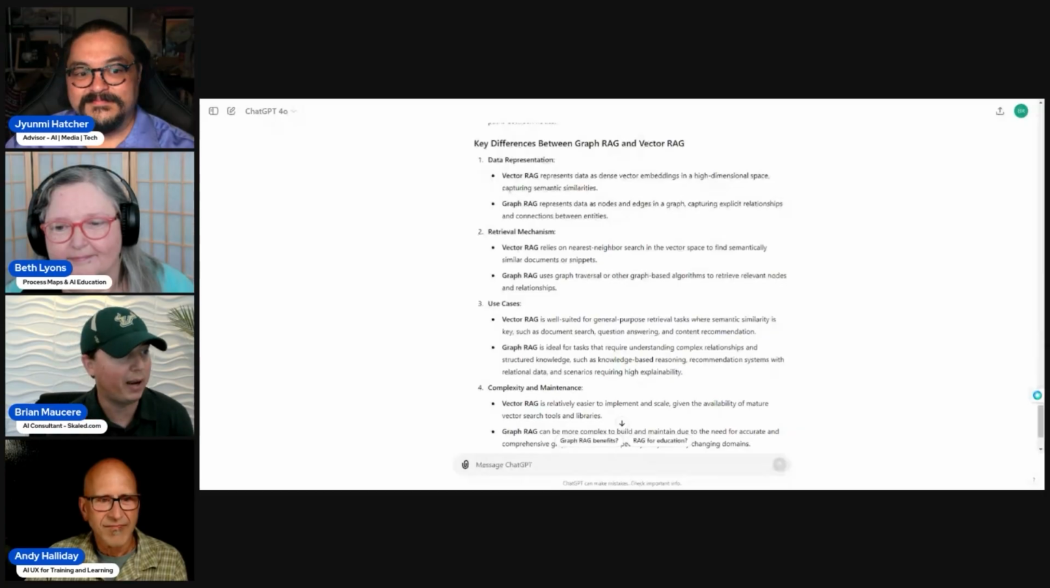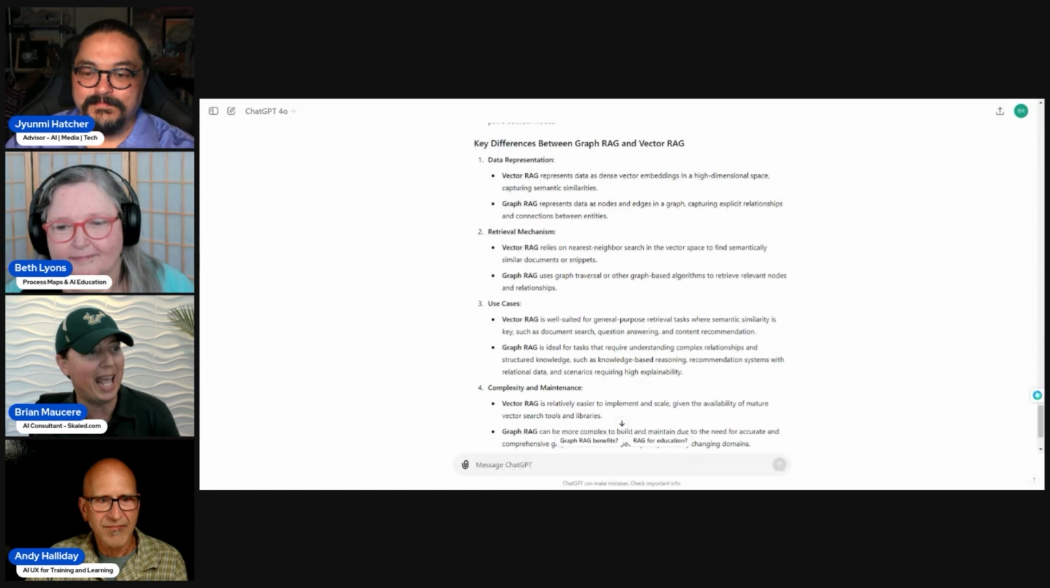No, I'd rather just tell you guys when I look something up so nobody thinks this is coming off the dome. But I do like some of the key differences. There was actually a lot more above this in its answer, which is great. But let's just look at some of the key differences. So data representation: it says a vector RAG represents data as dense vector embeddings in a high-dimensional space, thousands of dimensions. We've talked about that before, capturing semantic similarities, which Andy talked about. GraphRAG represents data as nodes and edges in a graph, capturing explicit relationships and connections between entities.